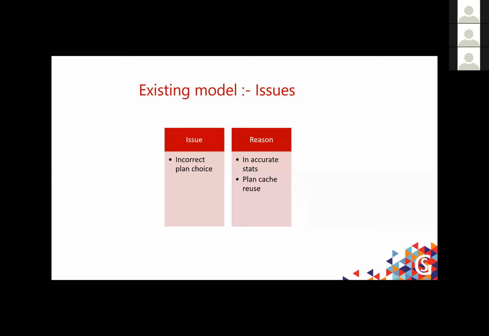So what can happen? In the previous slide I explained how statistics are important to get the right plan. So it can result in an improper operator choice, eventually resulting in bad performance. The second scenario is plan cache reuse, or as somebody pointed out, the parameter sniffing issue. This scenario is also pretty common.